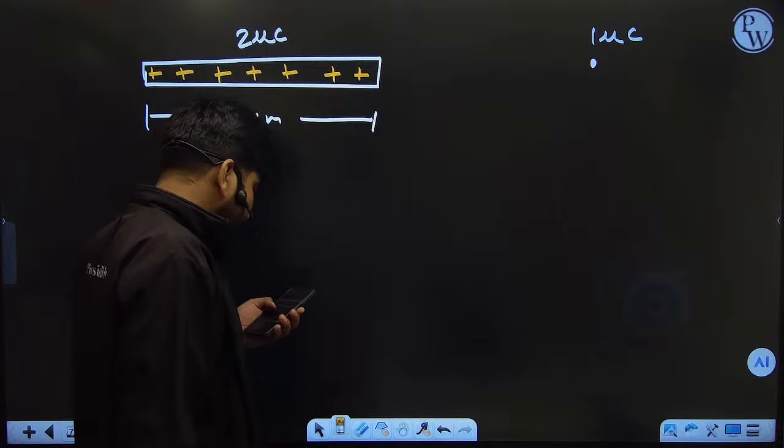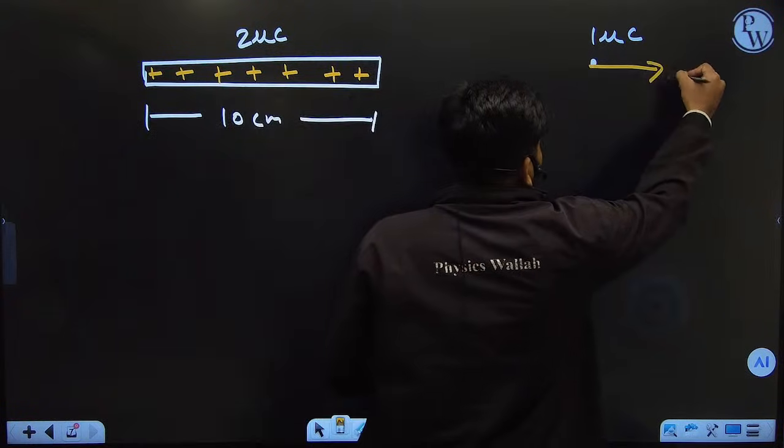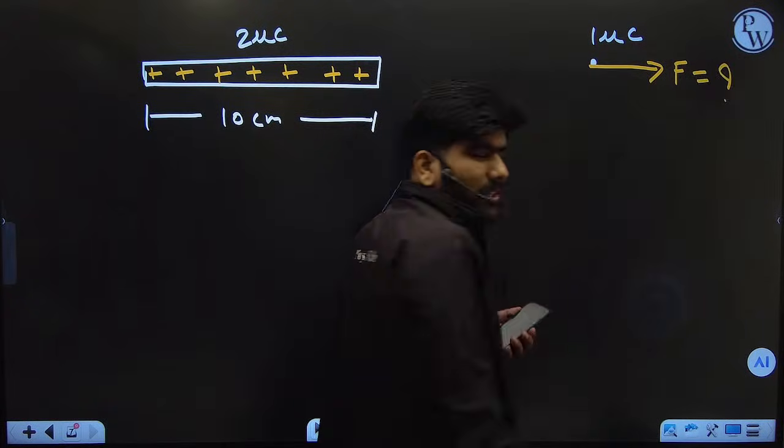Now you can guess it. We have to find the force acting on this charge due to the rod. Okay.